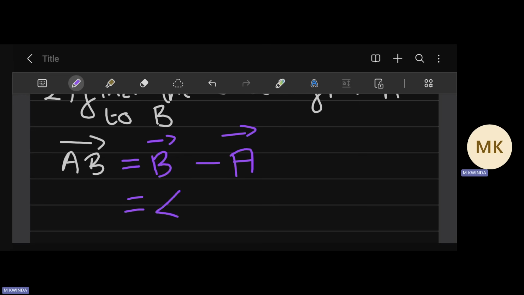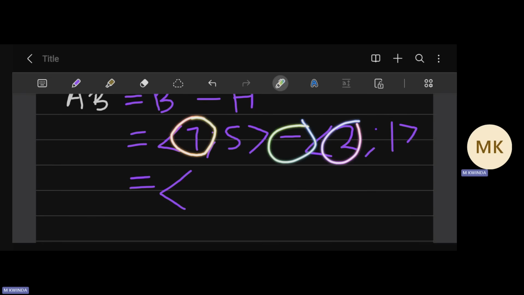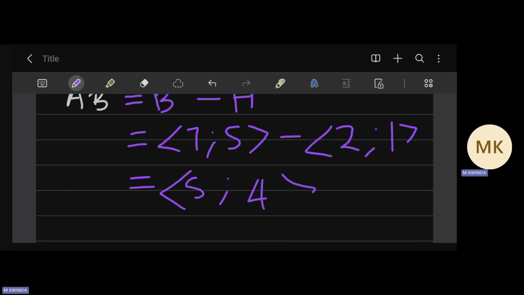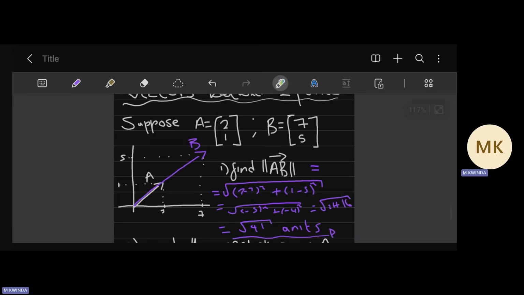Vector B was given to us as (7, 5) minus (2, 1). When we're subtracting or adding vectors, we do it in corresponding terms. So you're going to go 7 minus 2 and then 5 minus 1. So 7 minus 2 is 5, 5 minus 1 is 4, and that is the vector here that you found.